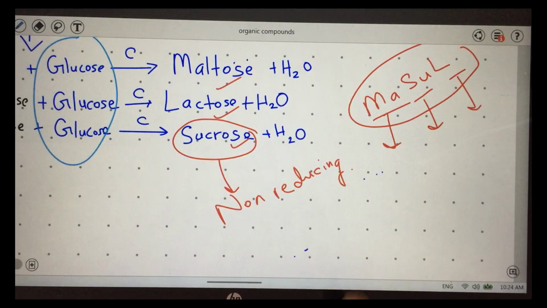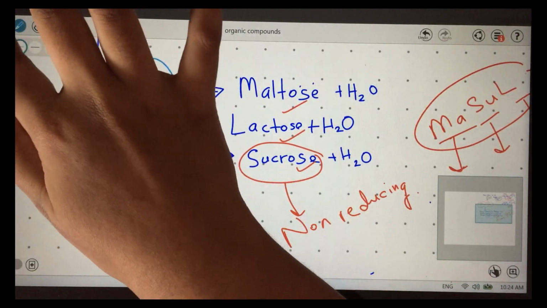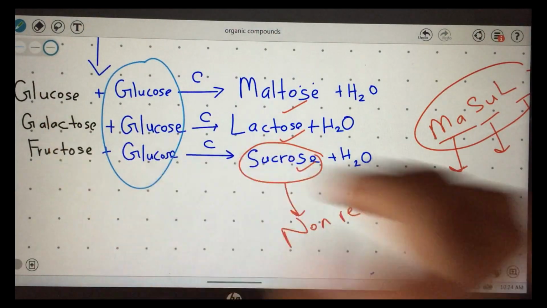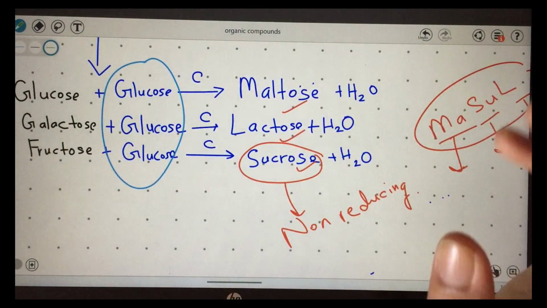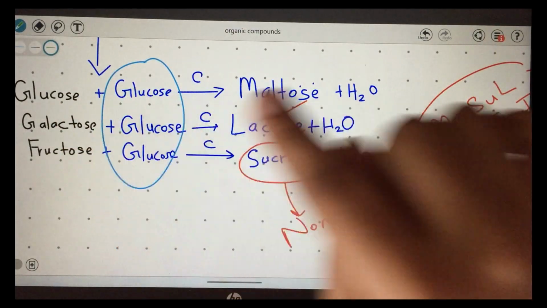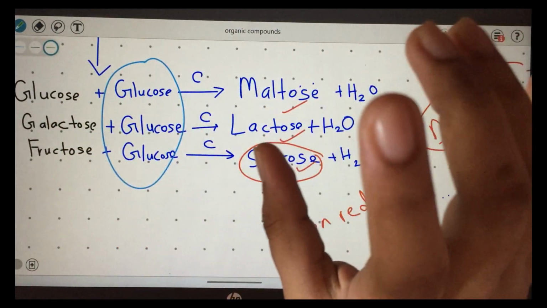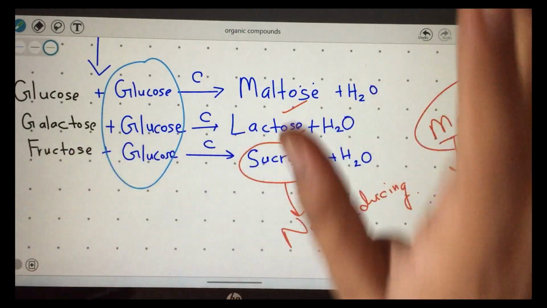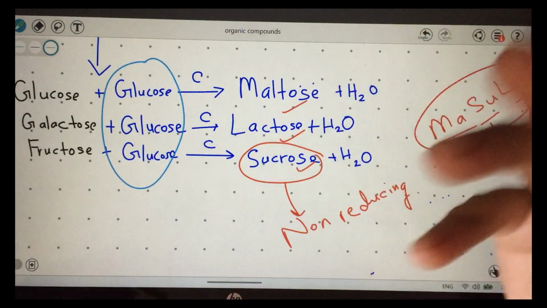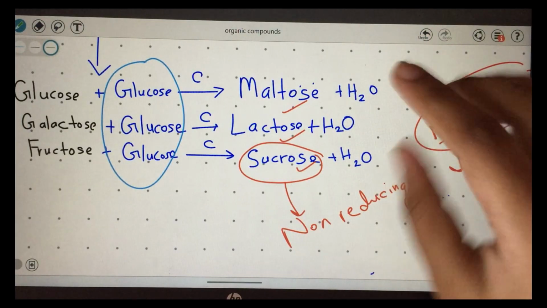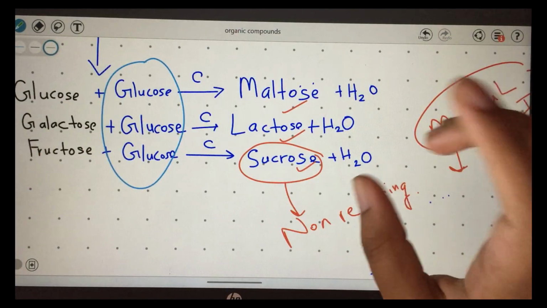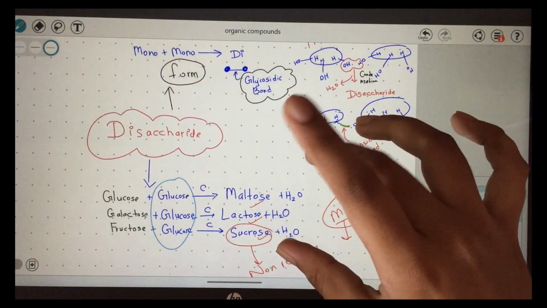It's non-reducing. So here if you consider, what are the sugars that you have in these equations? Glucose is a sugar, galactose, fructose, maltose, sucrose and lactose. Out of these, which are reducing sugars? Glucose, galactose, fructose, maltose and lactose. Why? Because all monosaccharides are reducing sugars and all disaccharides except for sucrose are reducing sugars. So sucrose is the non-reducing sugar. So that's it you have to remember for disaccharides.